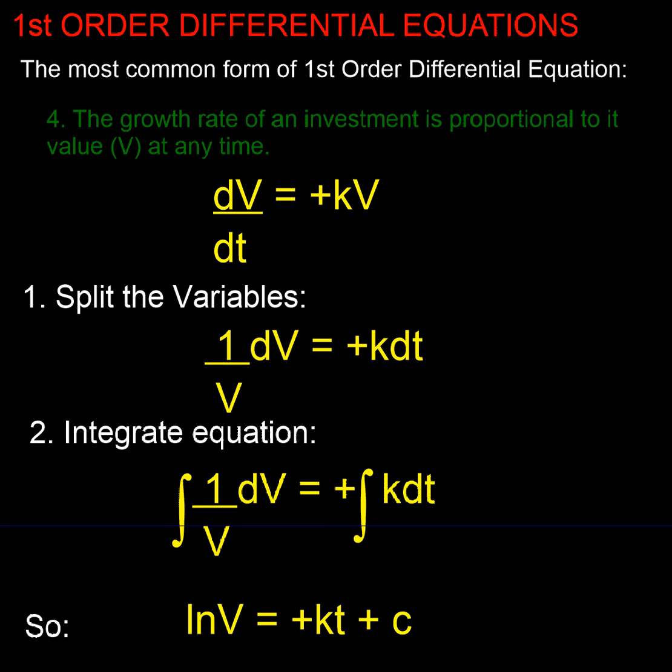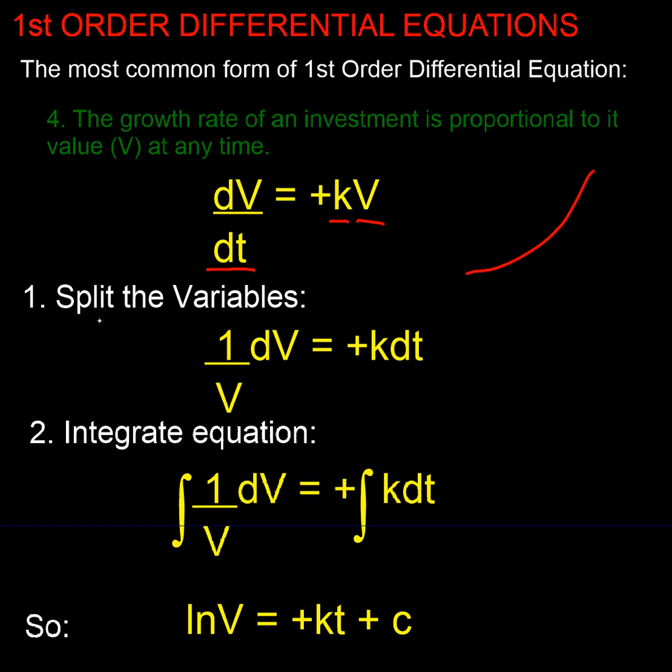Okay. This is a very common setup that I'm looking at here, and you'll see this one turn up a lot. And I'm using the investment model here. So the growth rate of my investment, that's the rate of change of my investment, dv by dt, is proportional to the amount of the investment at that time. So I've put in my constant of proportionality, and it's going up. So k, I've got a positive k.